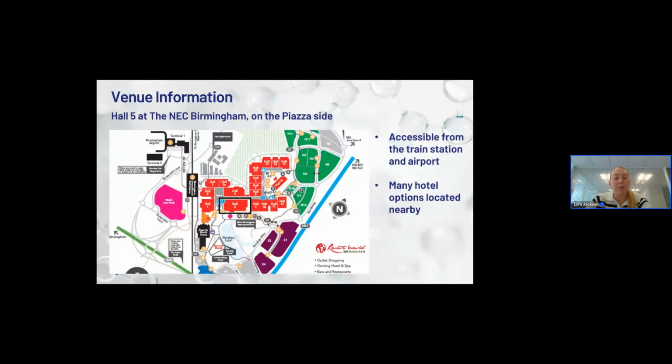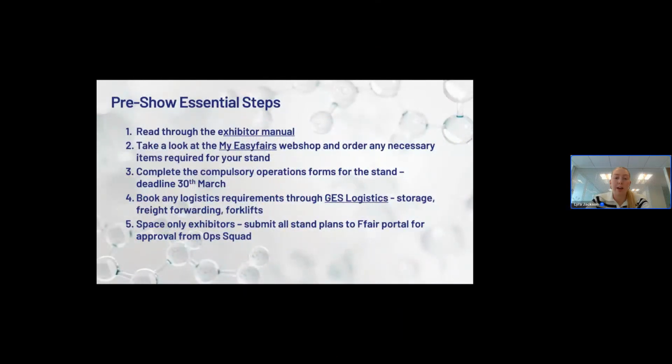So just to run through a few pre-show essential steps, I'd really recommend that you read through our online exhibitor manual. This is where you can find all of the important show information. I'll show you what the manual looks like in a moment as well. Also take a look at our My Easy Fares web shop. You can order any of the necessary items for your stand on there. I'll show you what that looks like as well.